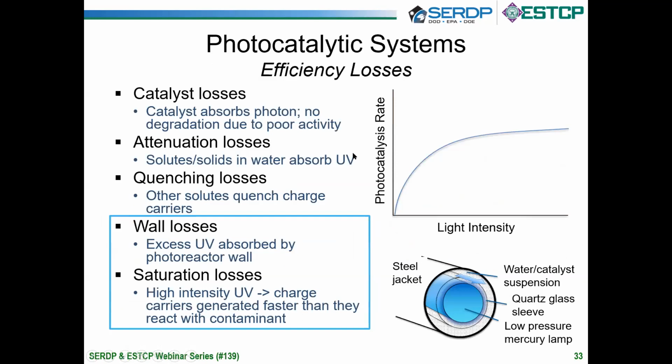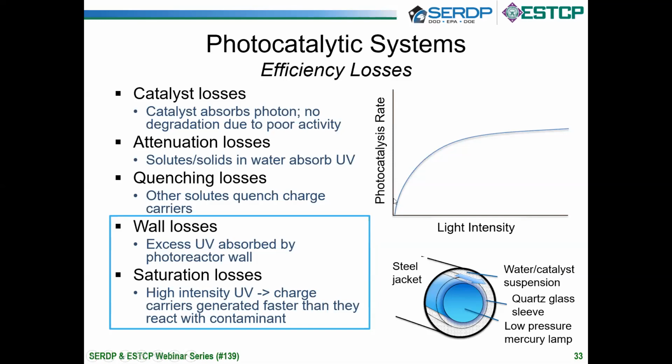So to figure out why that was the case in the annular reactors, we looked at all the sources of efficiency losses in photocatalytic systems, and I've listed them all here. These first three are not really affected by reactor design, so I'll skip to the last two, which are. And that includes wall losses, where excess UV is absorbed by the photoreactor wall and thereby not utilized. And you can also have saturation losses, where again, you have high intensity UV exciting these semiconductor particles, but you're generating those charge carriers faster than they can actually react with the contaminants. So this is also sort of a mass transfer limitation.